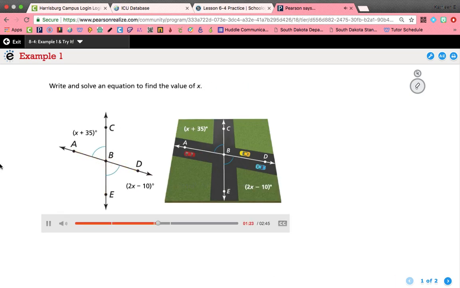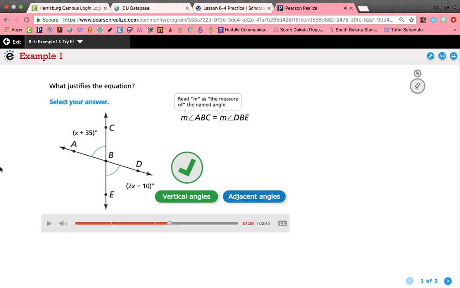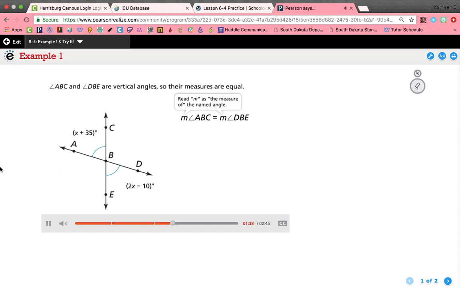Now we're ready to write and solve an equation for the value of x. What justifies the equation the measure of angle ABC equals the measure of angle DBE? Select your answer. Okay, so it's asking why we can say that angle ABC and DBE are equal. Well, because they're vertical angles, and vertical angles are equal. So we can say that this equals that. Angle ABC and angle DBE are vertical angles, so their measures are equal.